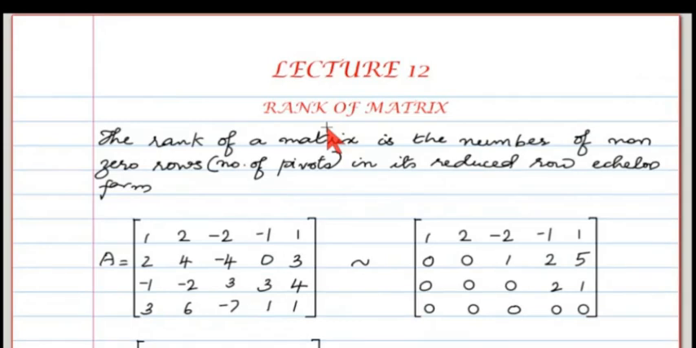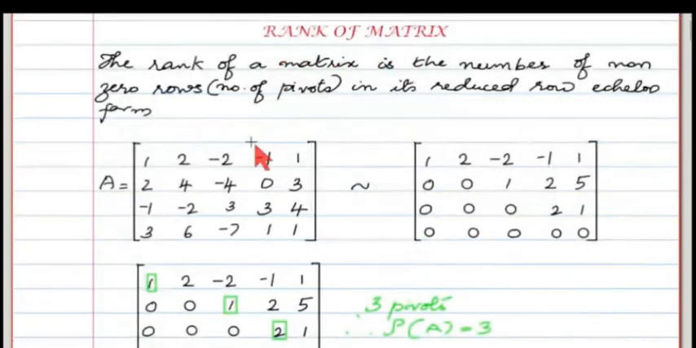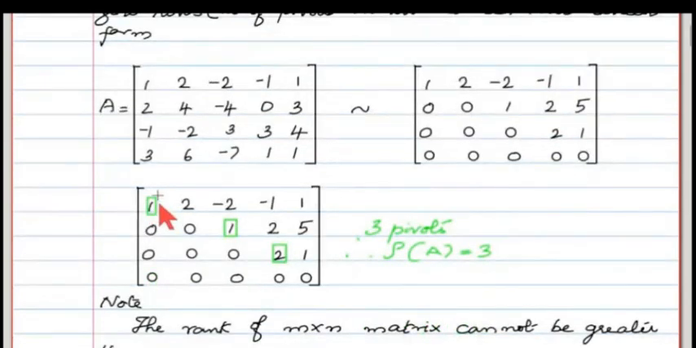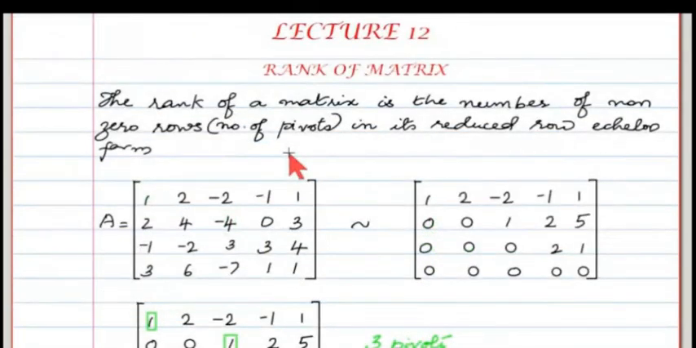The rank of a matrix is the number of non-zero rows, that is, the number of pivots in the reduced row echelon form. Suppose the matrix is like this. So this matrix is converted to reduced row echelon form like this. We had discussed the reduced row echelon form in the previous lectures. So here we have three pivots, this one and these two. Actually, this column does not contain any pivots. So here we have three pivots. Rank is the number of non-zero rows or the number of pivots. So the rank of this A equals 3.